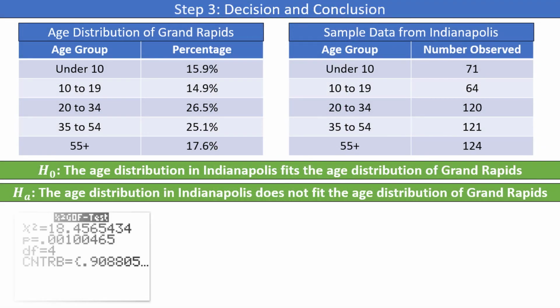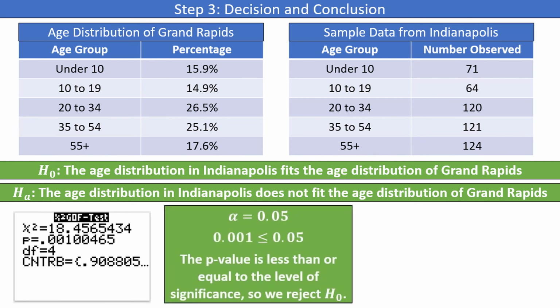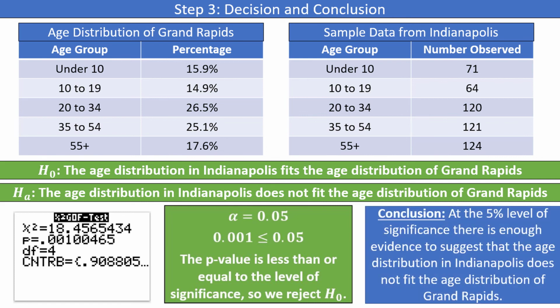Now we are ready to make a decision and write a concluding statement. Let's assume that we are using a level of significance of 0.05. As the p-value of 0.001 is less than or equal to the level of significance, we reject the null hypothesis. Our conclusion is that, at the 5% level of significance, there is enough evidence to suggest that the age distribution in Indianapolis does not fit the age distribution of Grand Rapids.